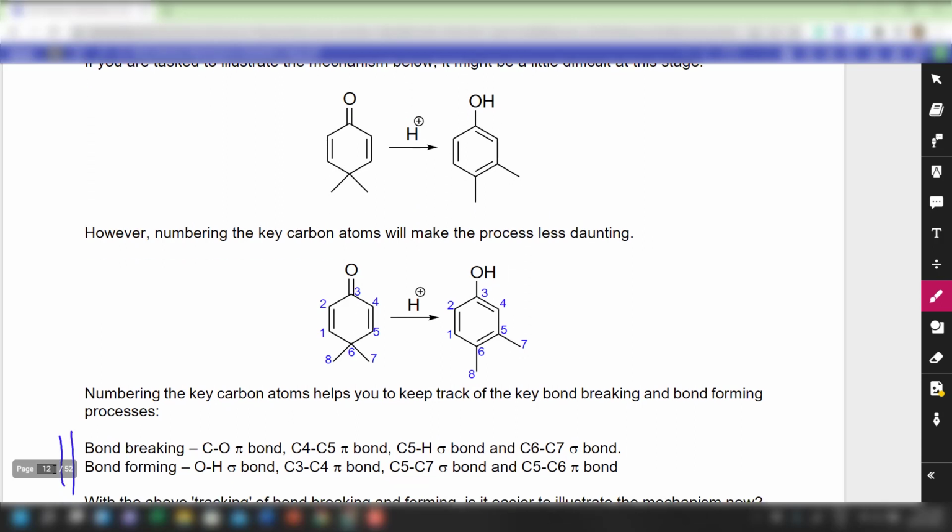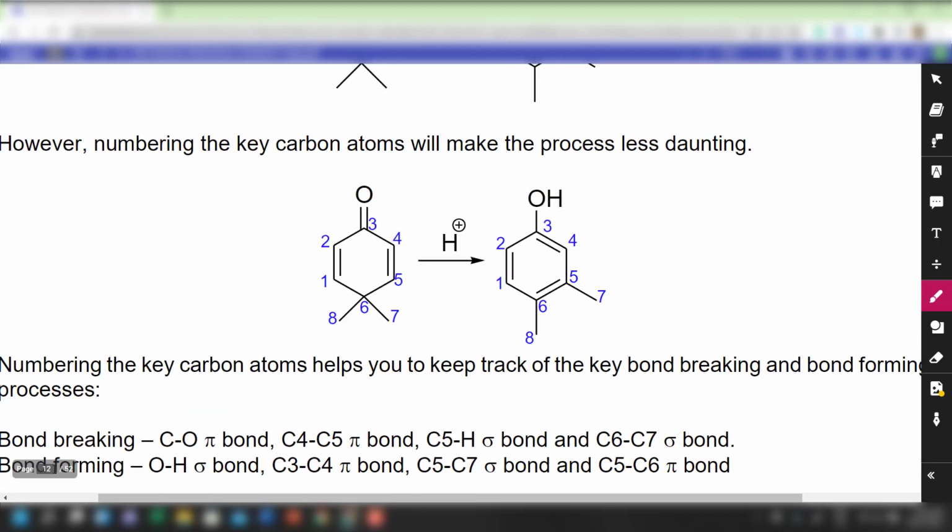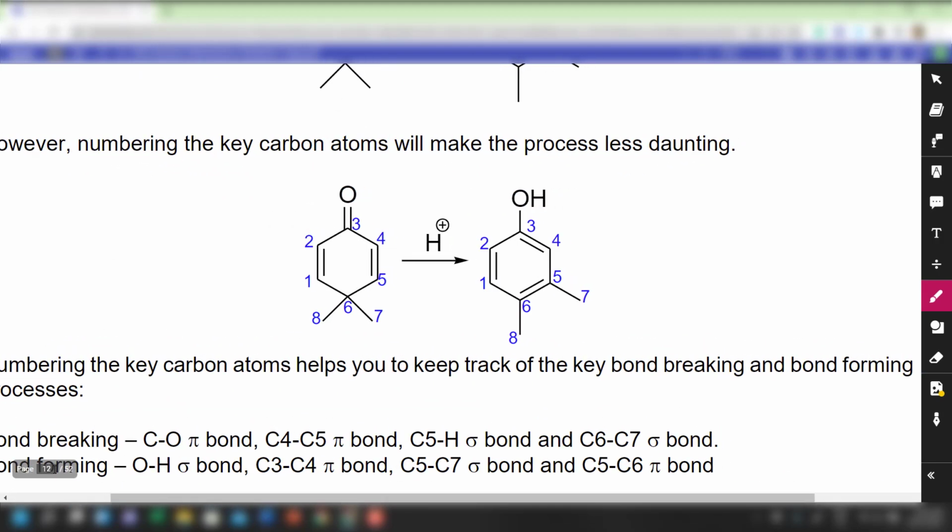So for example, in our case here, it goes from left to right. After I number the carbons, I notice that one of the methyl groups, carbon number 7, gets shifted to carbon number 5. So there is a shift, and of course the carbonyl oxygen directly bonded to the carbonyl carbon, which is carbon number 3, is protonated.